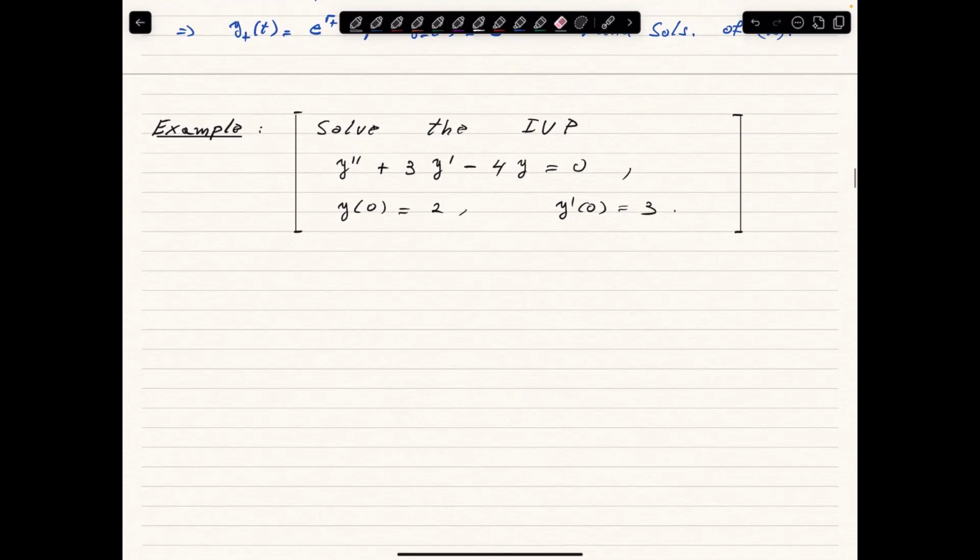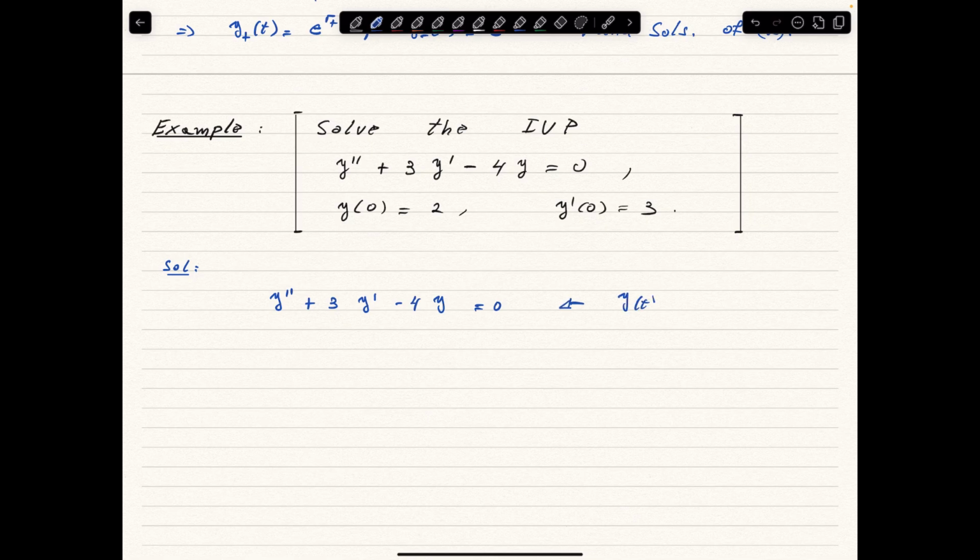So suppose now we have a new problem, which is to find the solution of the initial value problem given by this equation. You see we have different coefficients now and two initial conditions. So how do we solve this problem now that we know the previous theorem? Now it's very simple. What we do is we write the equation we work with, y double prime plus 3 y prime minus 4y equals 0, and now we know that exponentials work.